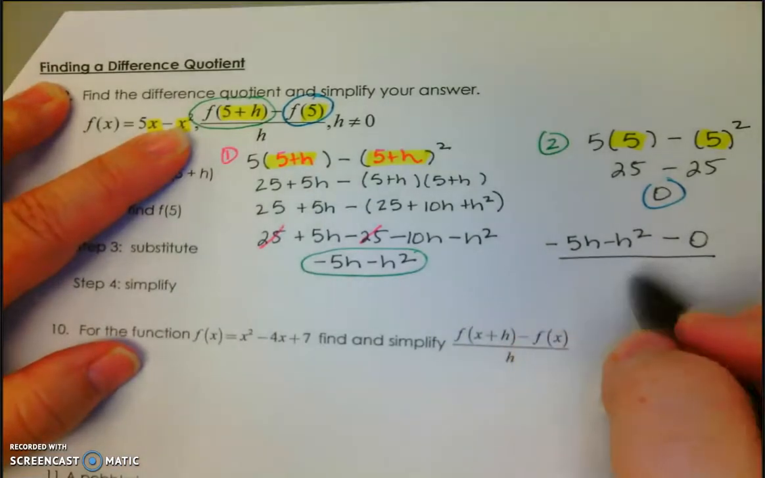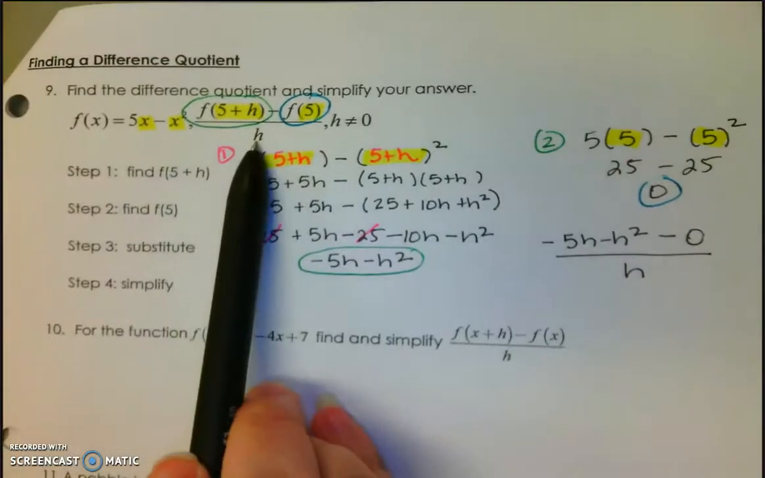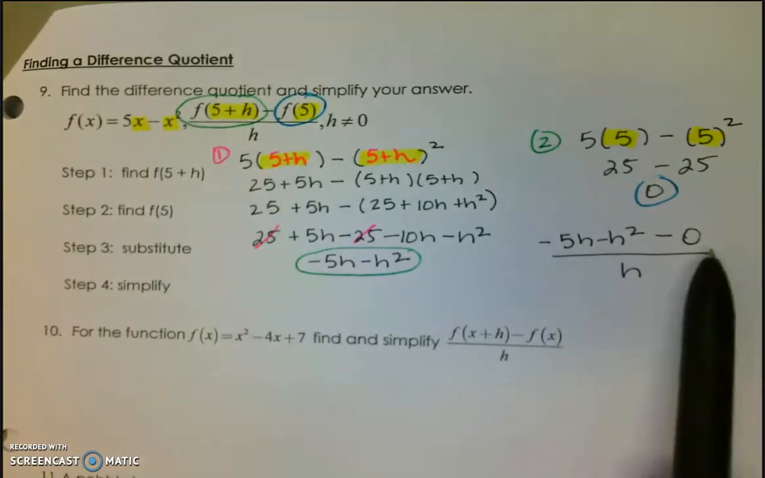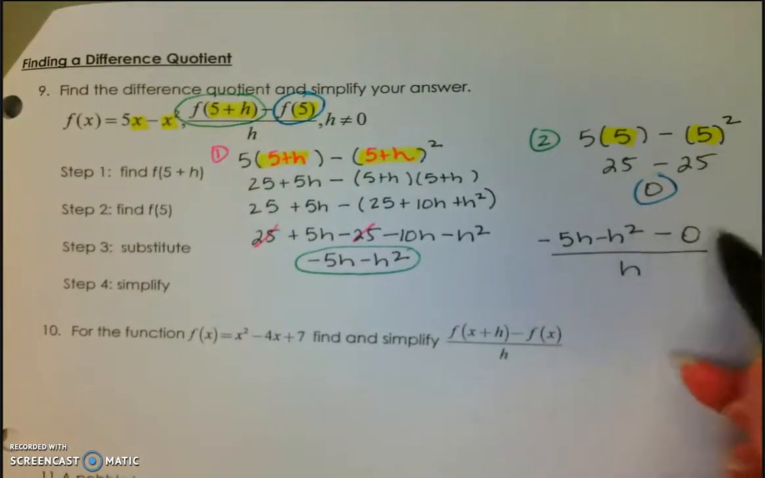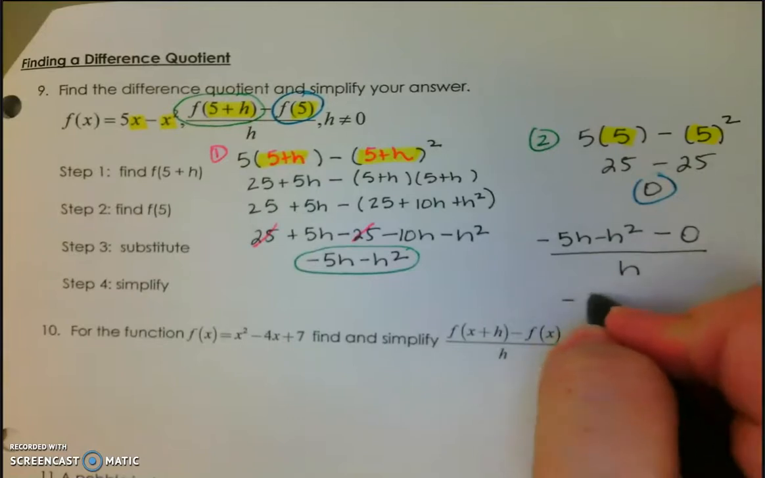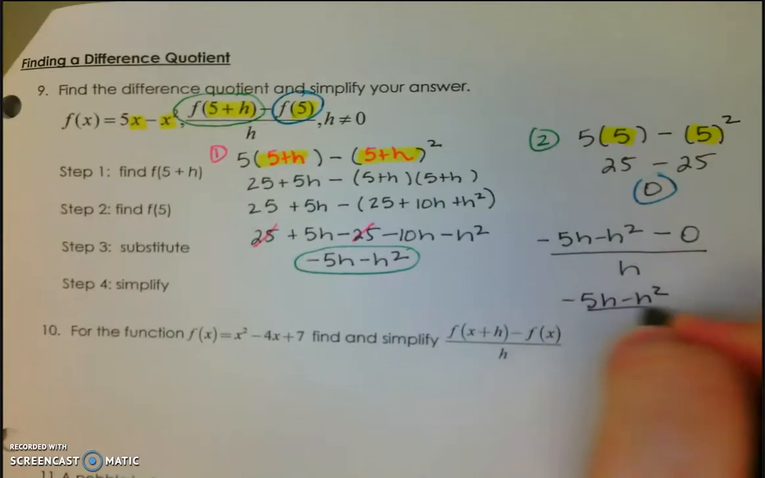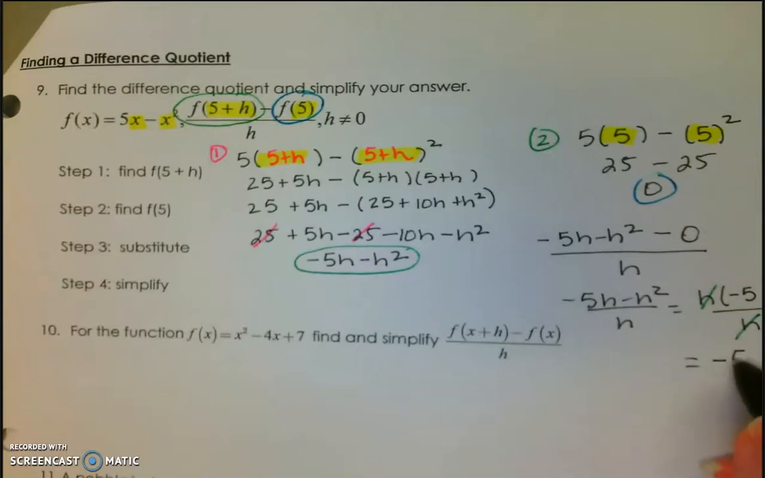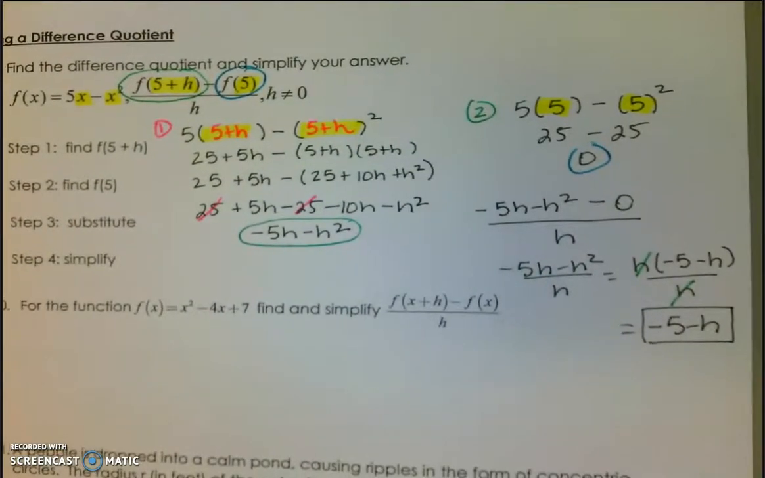The denominator is h, right there. We don't do anything with it, we just rewrite it. Now in the top, this 0 we don't really need to write. We can factor an h out of the numerator, and that is going to simplify, and so our answer ends up to be negative 5 minus h. And then that's done.